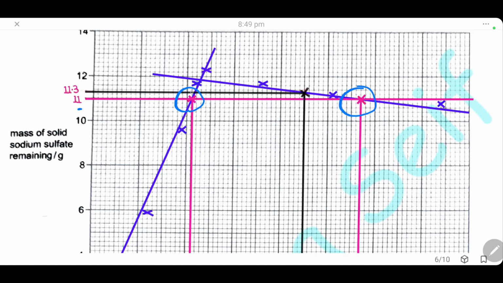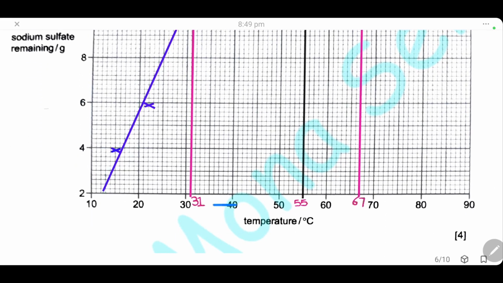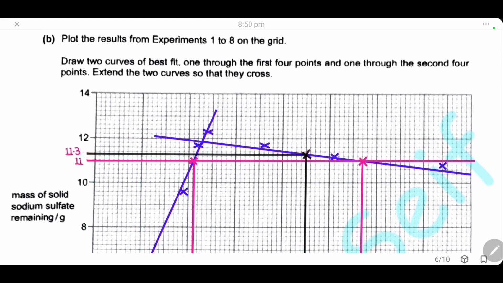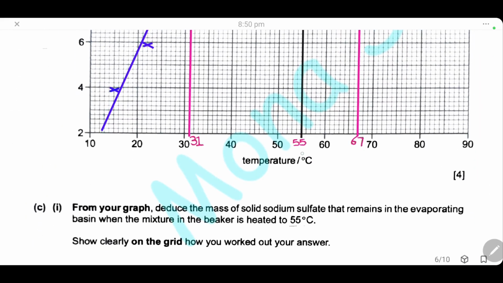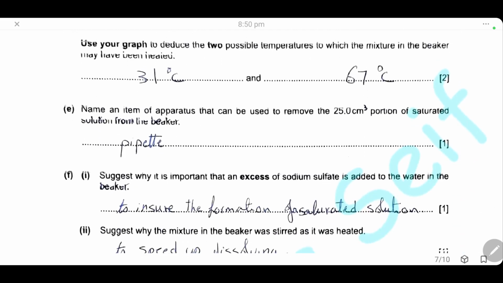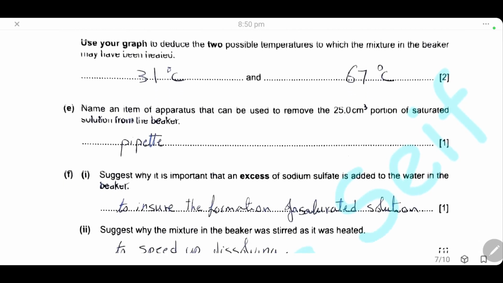So we will determine these two temperatures by going down to the x-axis. The first one is 31 and the second one is 67. These are the two temperatures that the solution might be heated to reach a final mass of 11 gram. So we will go back to the question, write 31 and 67. These are the two possible temperatures to which the mixture in the beaker may have been heated.